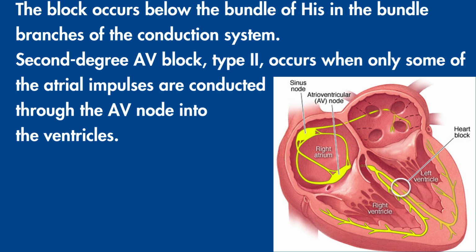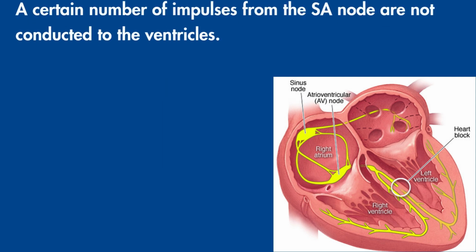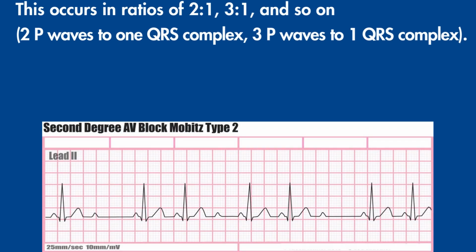Second-degree AV block type 2 occurs when only some of the atrial impulses are conducted through the AV node into the ventricles. In type 2 second-degree AV block, a certain number of impulses from the SA node are not conducted to the ventricles. This occurs in a ratio of 2:1, 3:1, and so on. That is, 2 P waves to 1 QRS complex, 3 P waves to 1 QRS complex. It may occur with varying ratios.